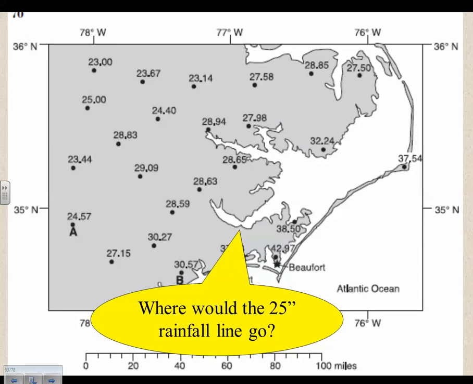On this particular map showing rainfall, where would the 25-inch rainfall isoline go? If you look at the map, you'd have to find numbers that are higher than 25 and lower than 25. And I actually see a 25 up here. So I'm going to draw my line going from here through numbers that are both larger and smaller, kind of like this. You're allowed to go off the map.